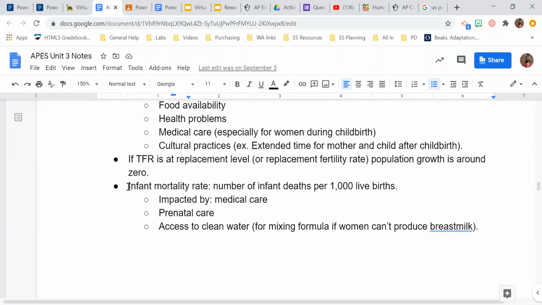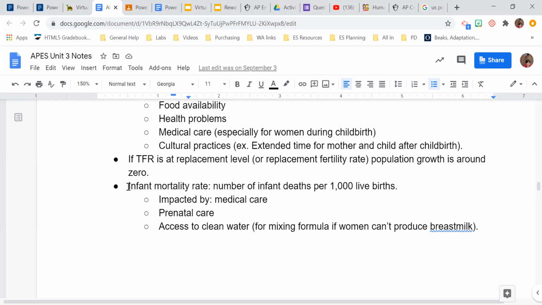Infant mortality rate, this is the number of infant deaths per 1,000 live births, is impacted by a number of different things. Number one, medical care. If you don't have good prenatal care or medical care during childbirth, higher likelihood that the baby is going to be injured or die. Access to clean water.